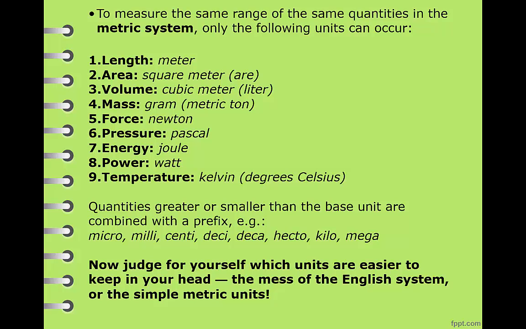Now, those are the base units for any measurement you want to make in the metric system. Much simpler. You only have to remember a few. If you want greater or smaller quantities than those base units, you're going to base it on the decimal system, and you're going to combine it with a prefix, such as micro, milli, centi, deci, deca, hecto, kilo, and mega. Okay, so ask yourself, which set of units is going to be easier to remember, because you can't always refer back to a sheet. Do you want to remember that English system, or do you like the metric system? I think if you think about it, you can see why most scientists decided the metric system was the way to go.